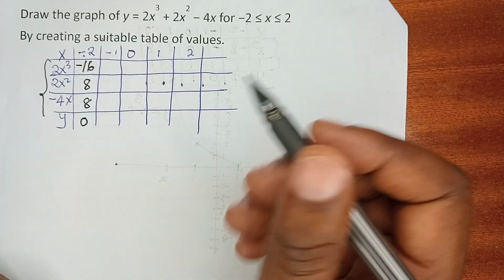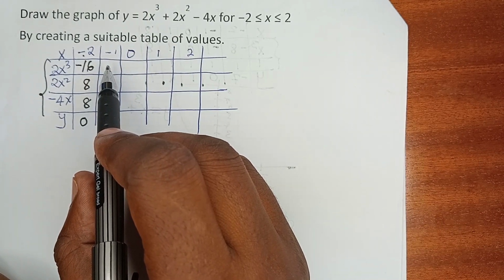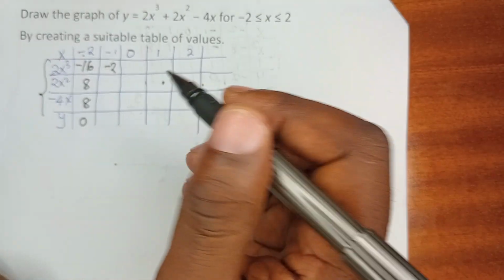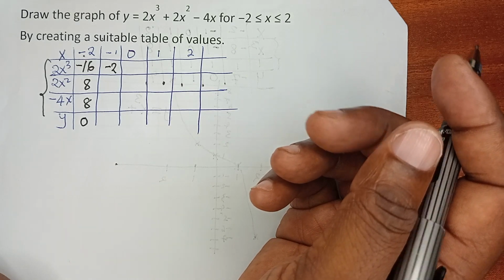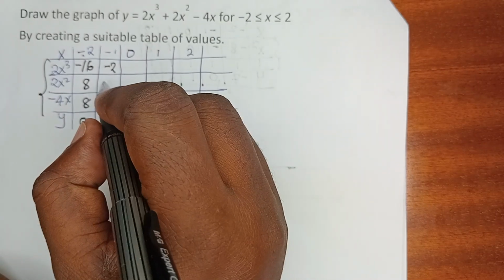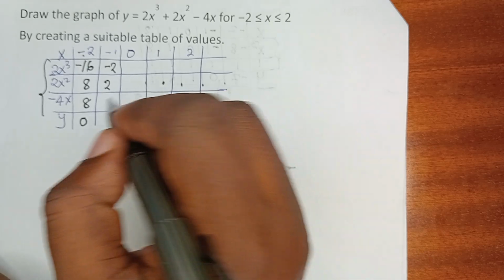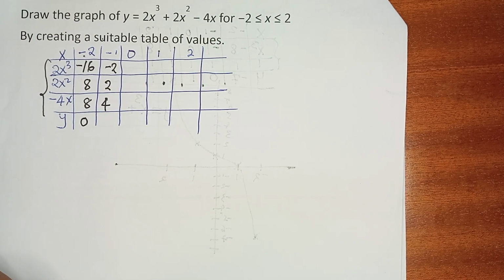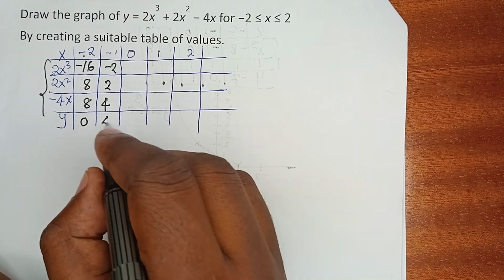So when x is -1, -1 cubed is -1. -1 times 2 becomes -2. And -1 squared is 1. 1 times 2 becomes 2. And -1 times -4 becomes +4 there. So the value of y is the sum of this, and that, which is basically a 4.